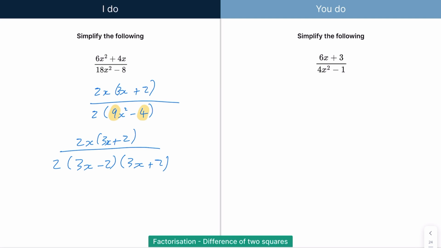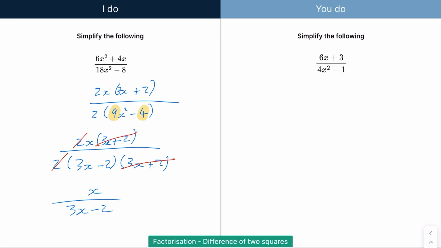So now, hopefully you can see what that's allowed us to do. That and that cancel out. This 2 and this 2 also cancel out. That leaves us with the final answer of x, 3x minus 2. Again, remember these questions, the trick is to see if you can spot the square.